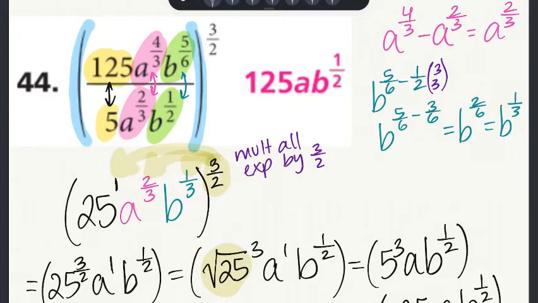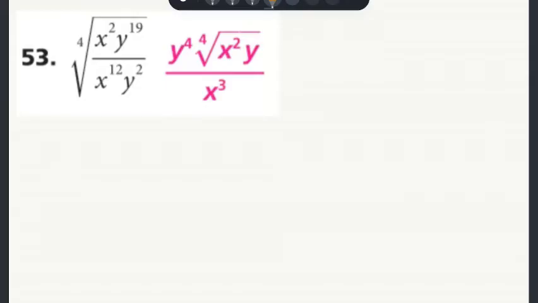We're going to do 53 as another example. It should help you with your test tomorrow. So I'm going to actually take care of the inside again. I'm going to do division means subtraction because they're both x and they're both y. So I can do properties of exponents.